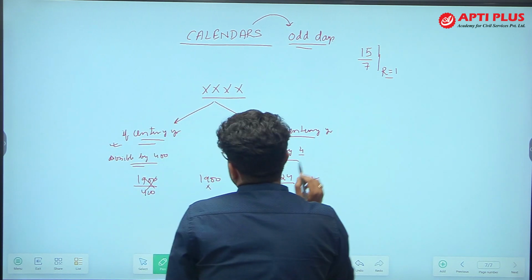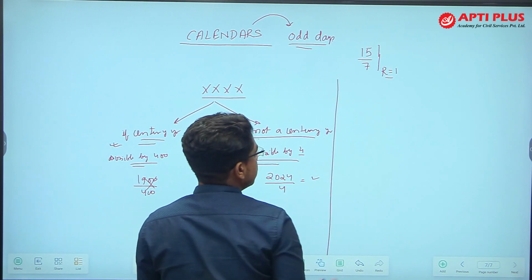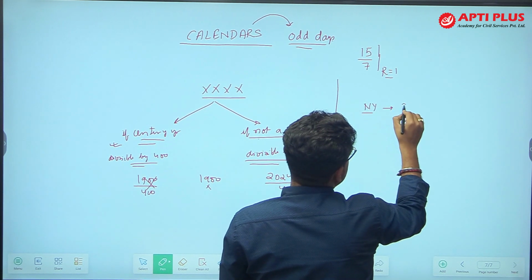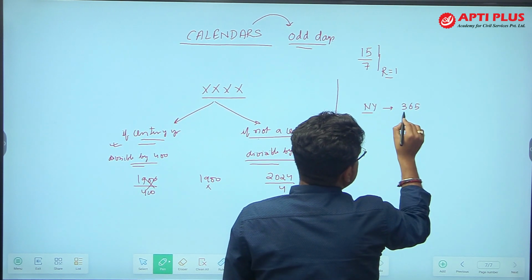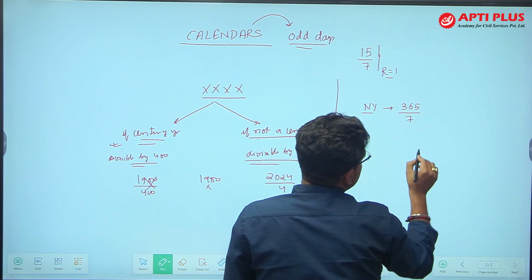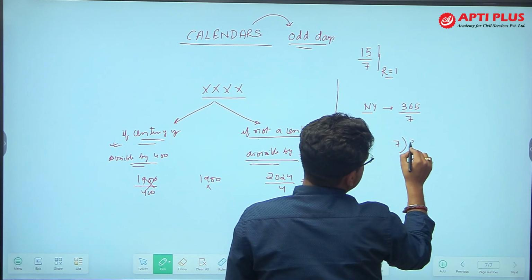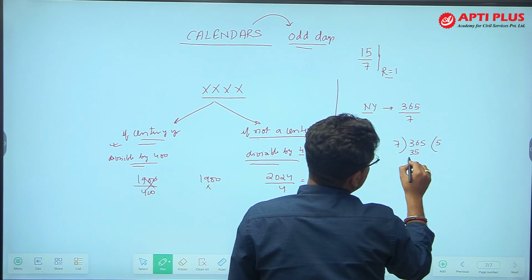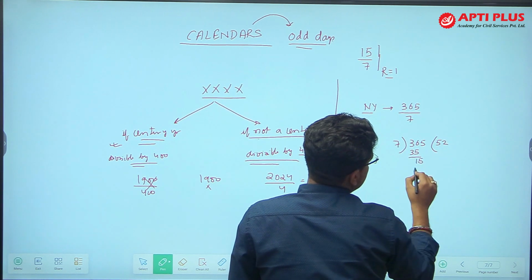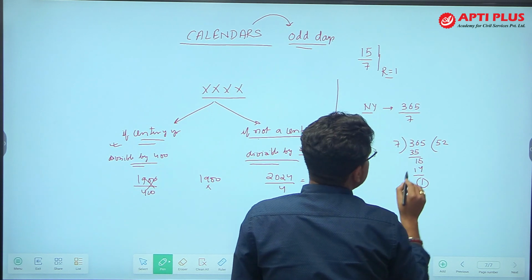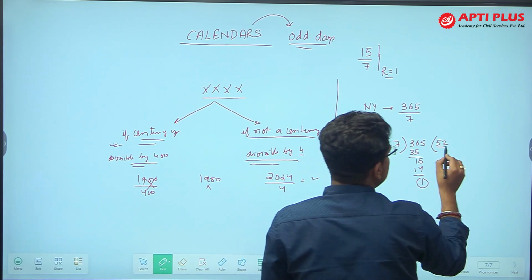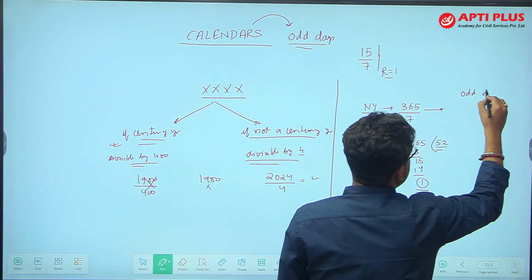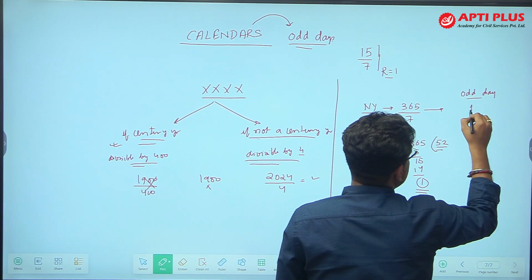Now, we understand that for a normal year, the total number of days is 365. Now, 365 when divided by 7, you will get, if you can check, 7 5s are 35 and 7 2s are 14. What is the remainder? 1. So, can I say a normal year has 52 weeks and 1 odd day? So, can I say the odd day for a normal year is 1?